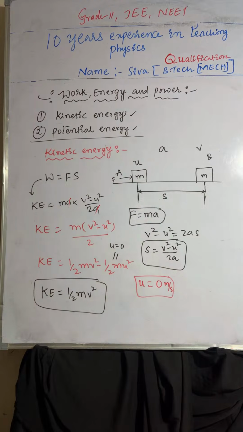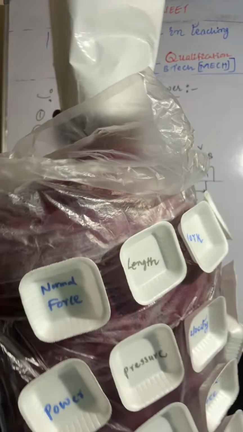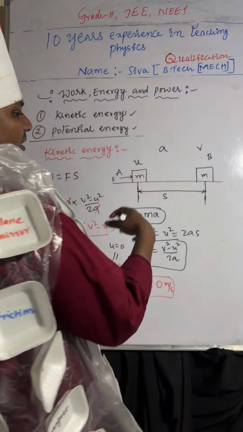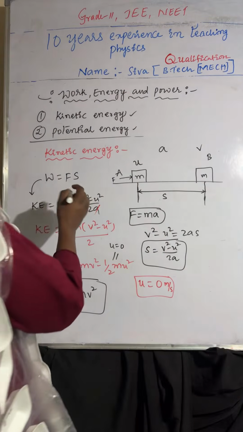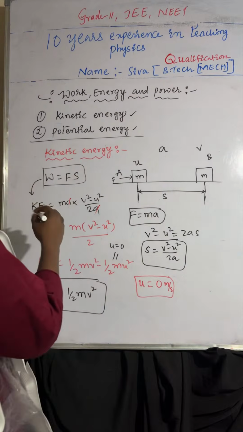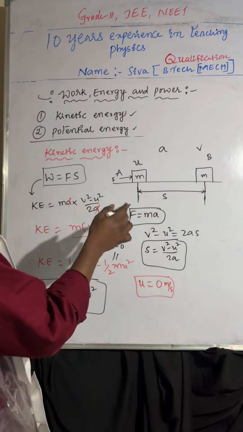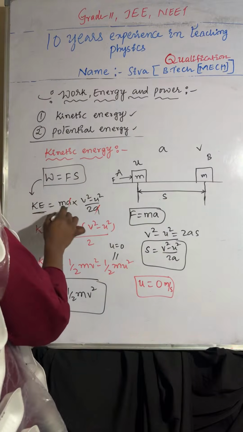Energy possessed by the body by virtue of its motion is called kinetic energy. Understood or not? So the object is at position A with initial velocity u. After applying force, the body moves to position B. So it travels a certain distance. Acceleration is there, so there is a change in velocity. Now we know the work done formula W equal to Fs, and whatever work is done becomes the form of energy, K.